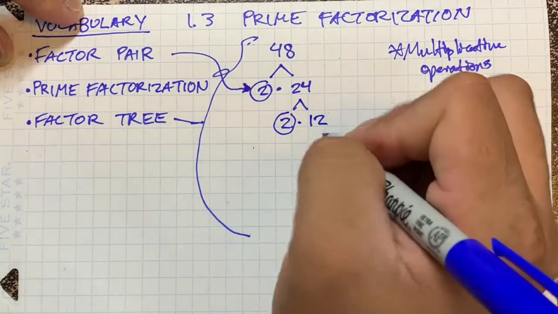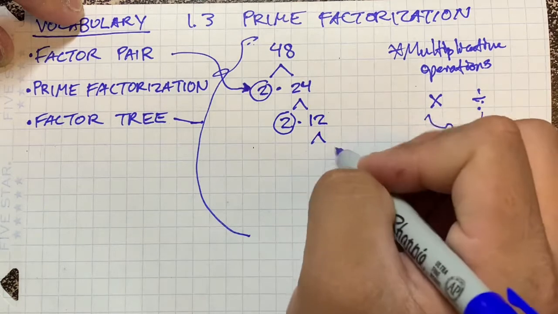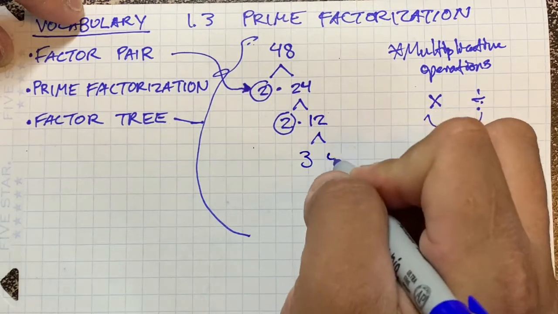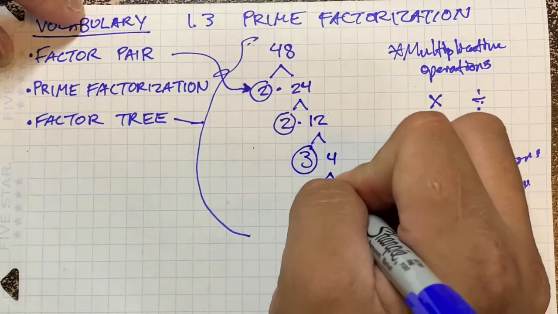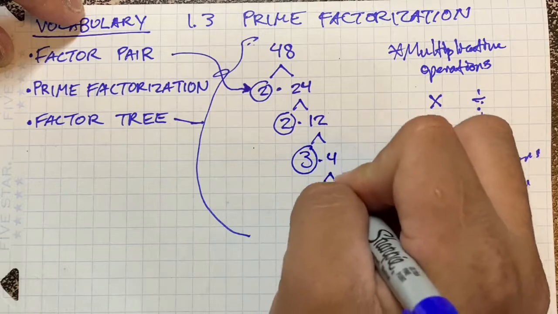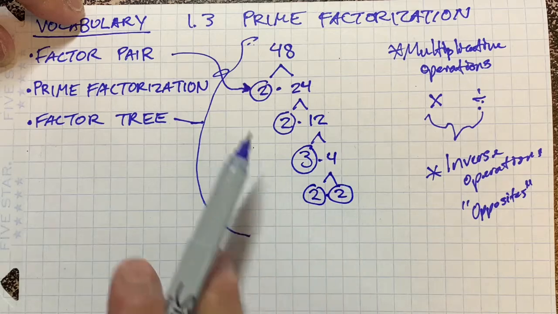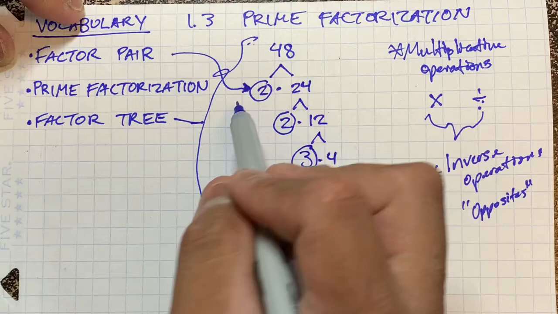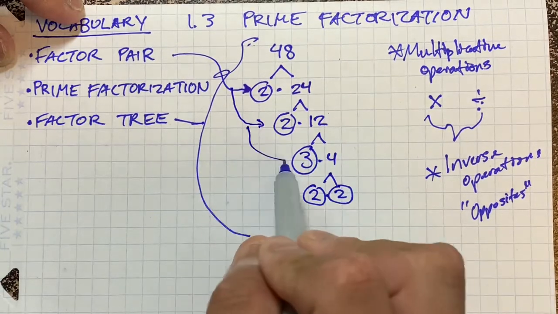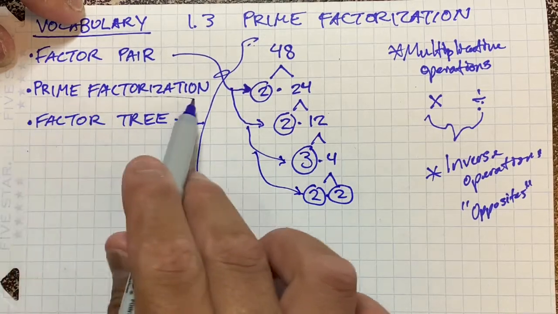Okay, continue, because 12 is a composite number, it's not a prime. What we want to do is keep breaking it down until we have nothing but prime numbers. Okay, 3 times 4 is 12. 3 is prime, and 2 times 2 is 4, and these are prime. Okay, so now that we have all of our prime numbers here circled using the factor tree and having all our factor pairs here, what we want to do now is break this up into prime factorization.